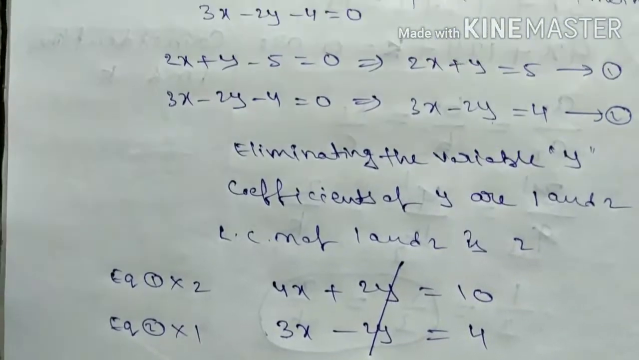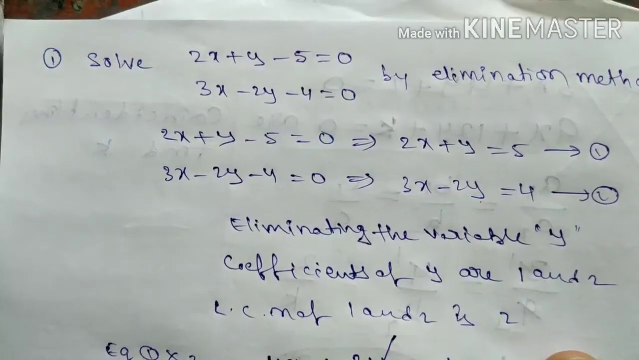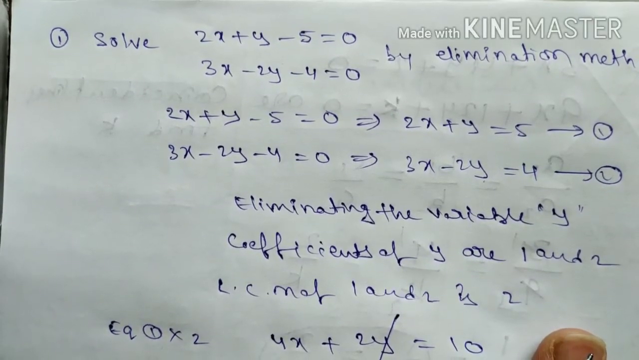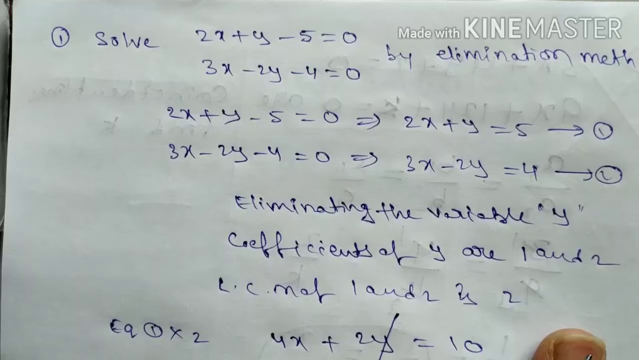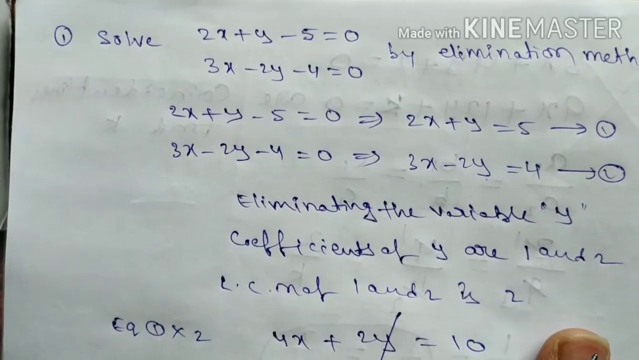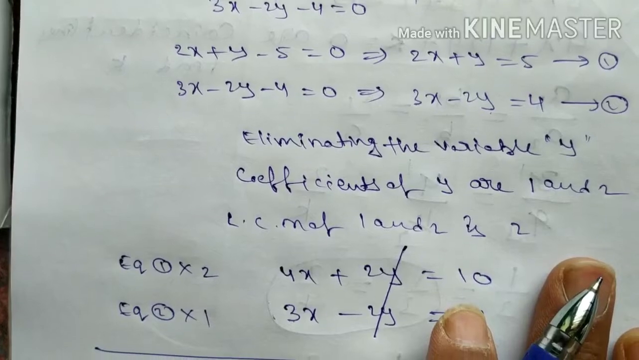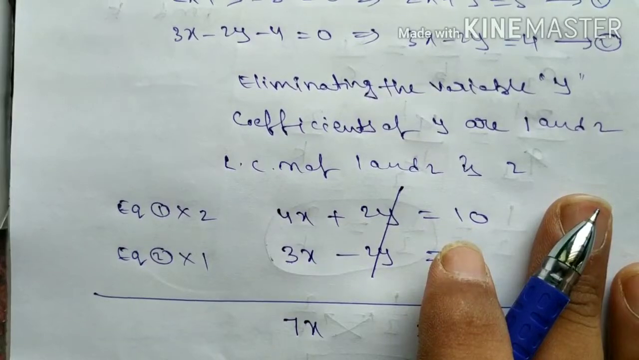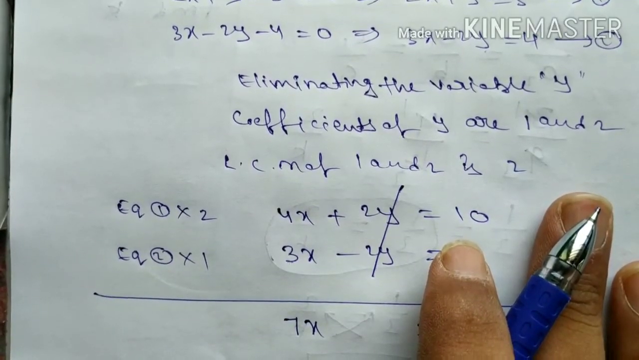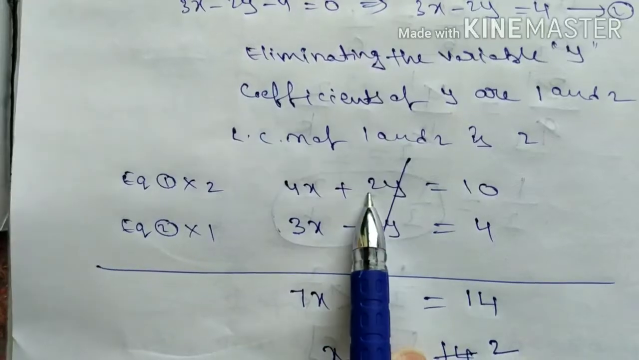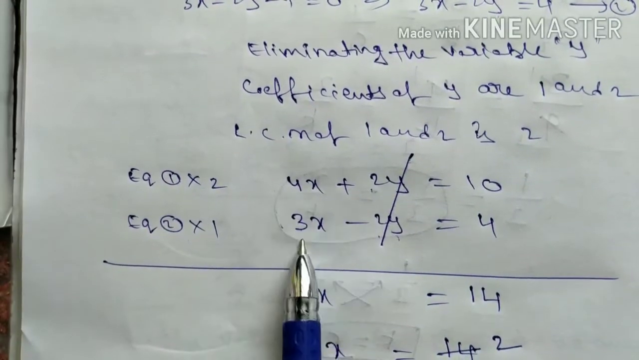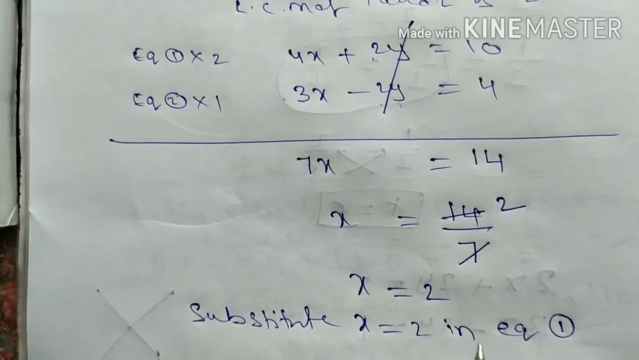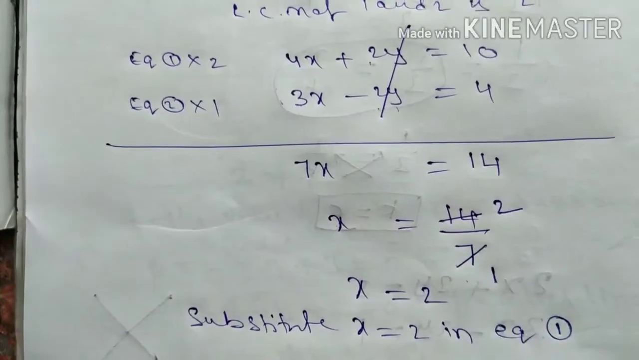Once again, solve the two equations by elimination method. So first constants on the right side, equation 1, equation 2. Choose eliminating either x or y. So I selected y, eliminating from the two equations. Coefficients of y are 1 and 2. So LCM of 1 and 2 is 2. So now equation 1 should be multiplied with 2. Equation 2 should be multiplied with 1. So here y coefficient is 2, here 2. 2y cancel. 4x, 3x, 7x. 10 plus 4, 14. Now x is equal to 14 by 7. 7 ones are 7, 7 twos are 14. Okay, now x is equal to 2.